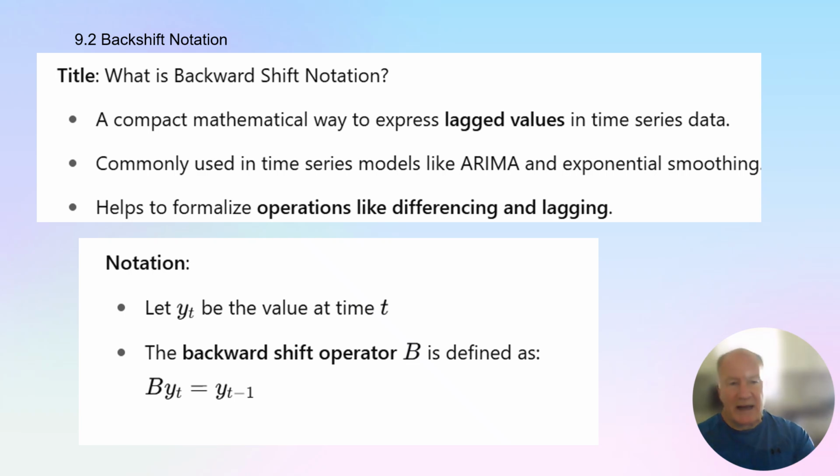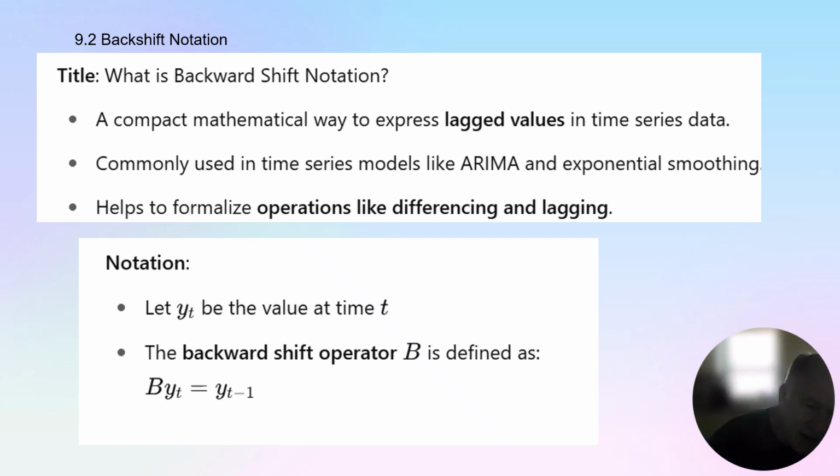There's something called backshift notation, and it's a compact mathematical way to express the lag values in time series. It's commonly used in time series models like ARIMA and exponential smoothing, and it helps to formalize operations like differencing and lagging. Let y_t be the value at time t, and the backshift operator B is defined as B y_t = y_{t-1}.